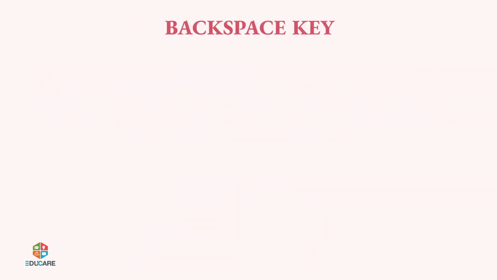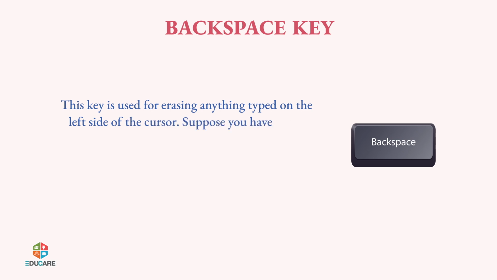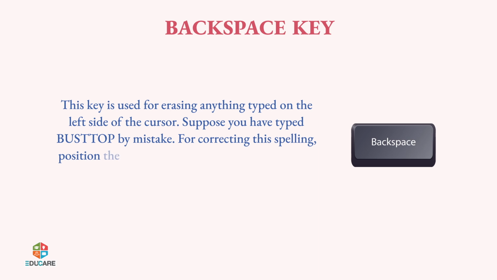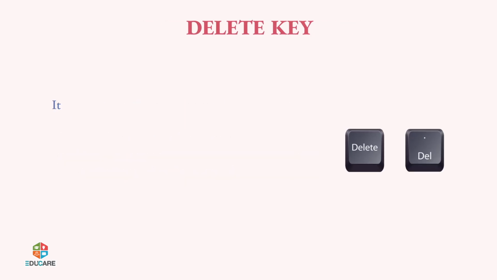Backspace key. This key is used for erasing anything typed on the left side of the cursor. Suppose you have typed "bust top" by mistake. For correcting this spelling, position the cursor after the first T and then use the backspace key for erasing the extra T.